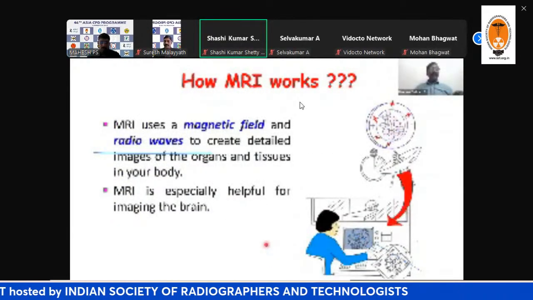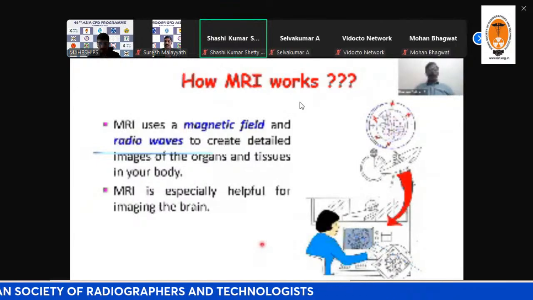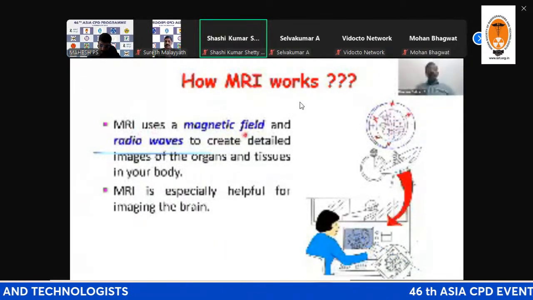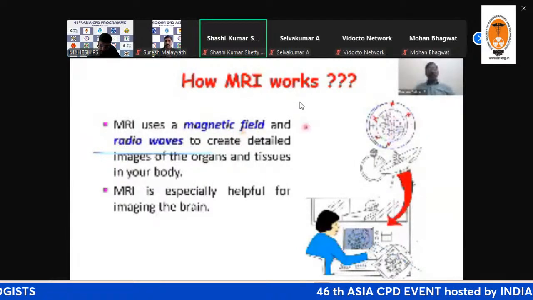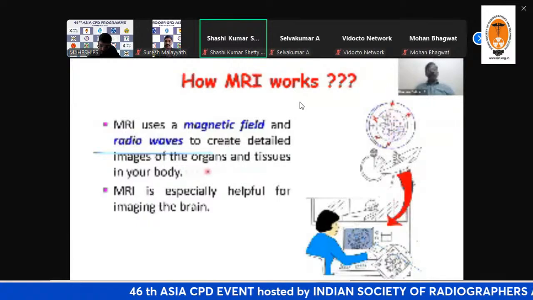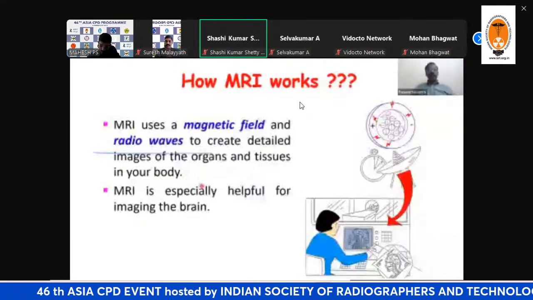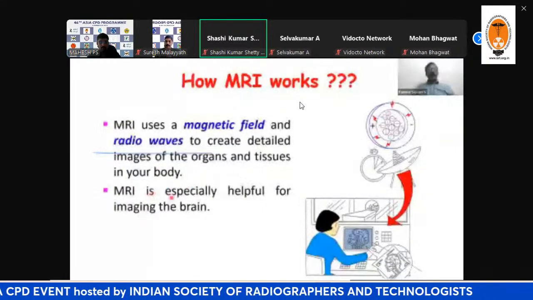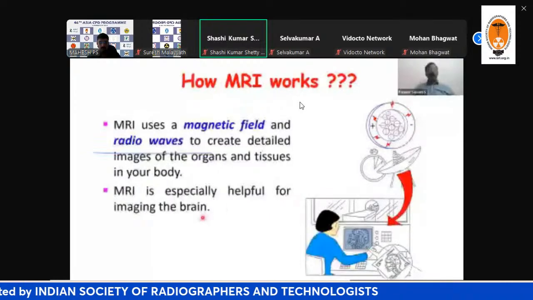A single slide about how an MRI works. All of you know that MRI uses a strong magnetic field and radio waves to create detailed images of the organs and tissues in your body. MRI is especially helpful for imaging the brain.